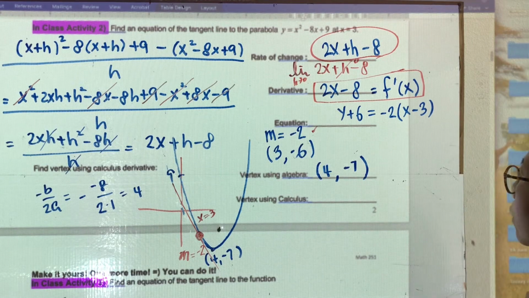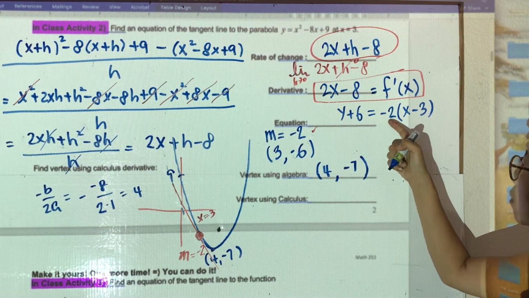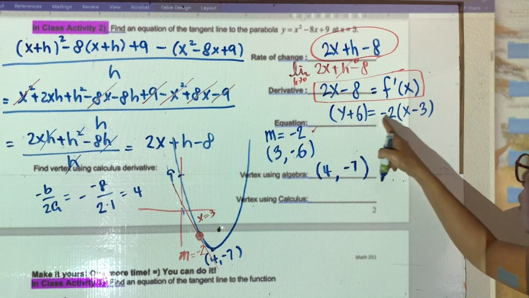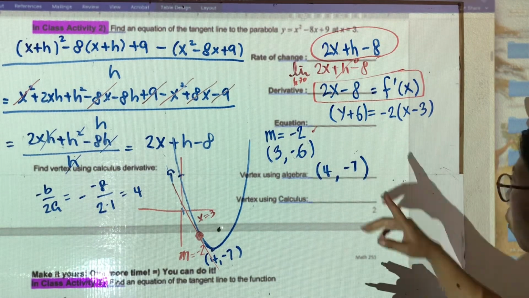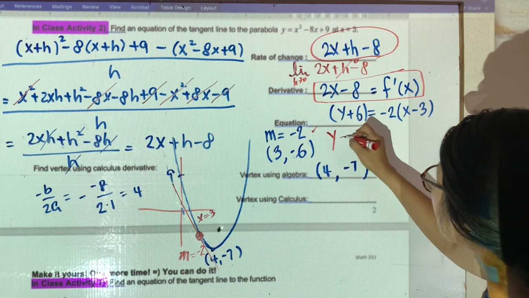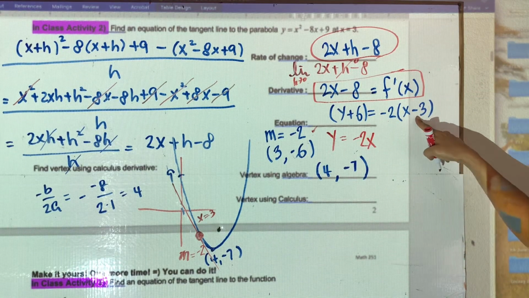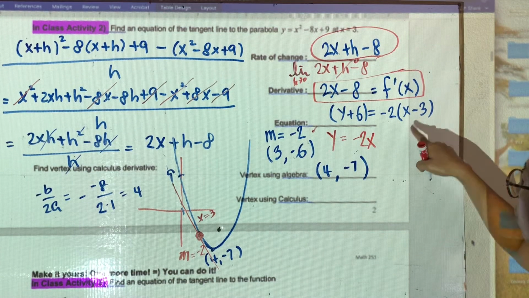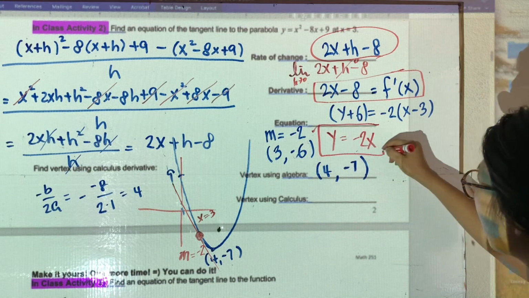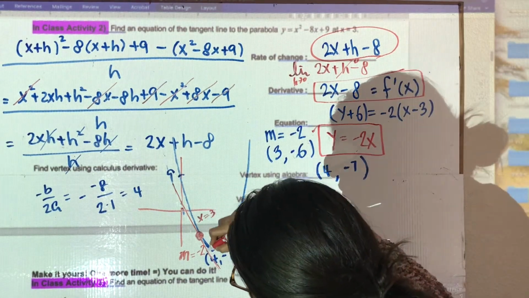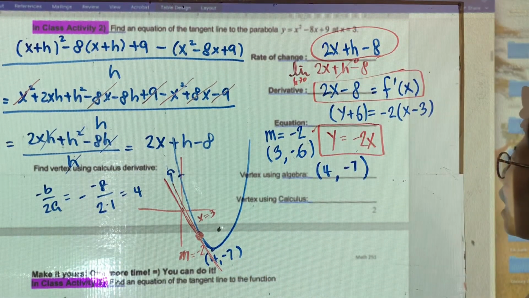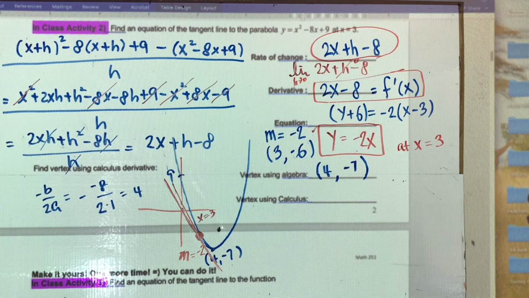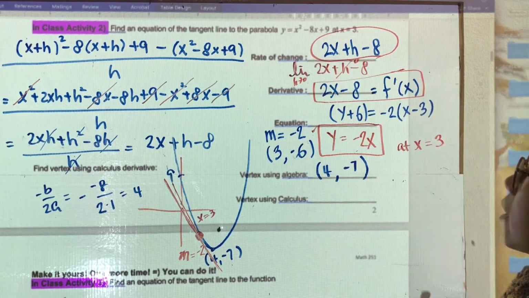Okay, so far, are you guys understanding? y is equal to mx, which is -2x, and then the translation by coordinate (3, -6). So by solving for y, y is equal to -2x plus 6 minus 6. So I actually get y is equal to -2x. That's it. That means my function is going to pass here. This is my tangent line at x equal to 3 of my x squared minus 8x plus 9 function.